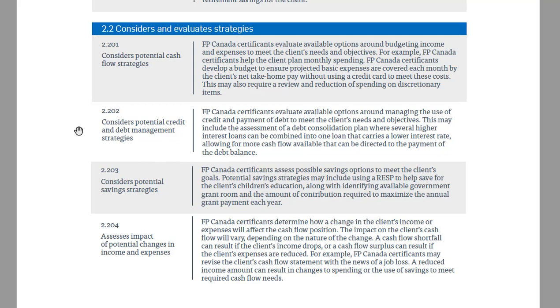FP Canada certificants evaluate available options around managing the use of credit and payment of debt to meet the client's needs and objectives. This may include the assessment of a debt consolidation plan where several higher interest loans can be combined into one loan that carries a lower interest rate, allowing for more cash flow available that can be directed to the payment of the debt balance.